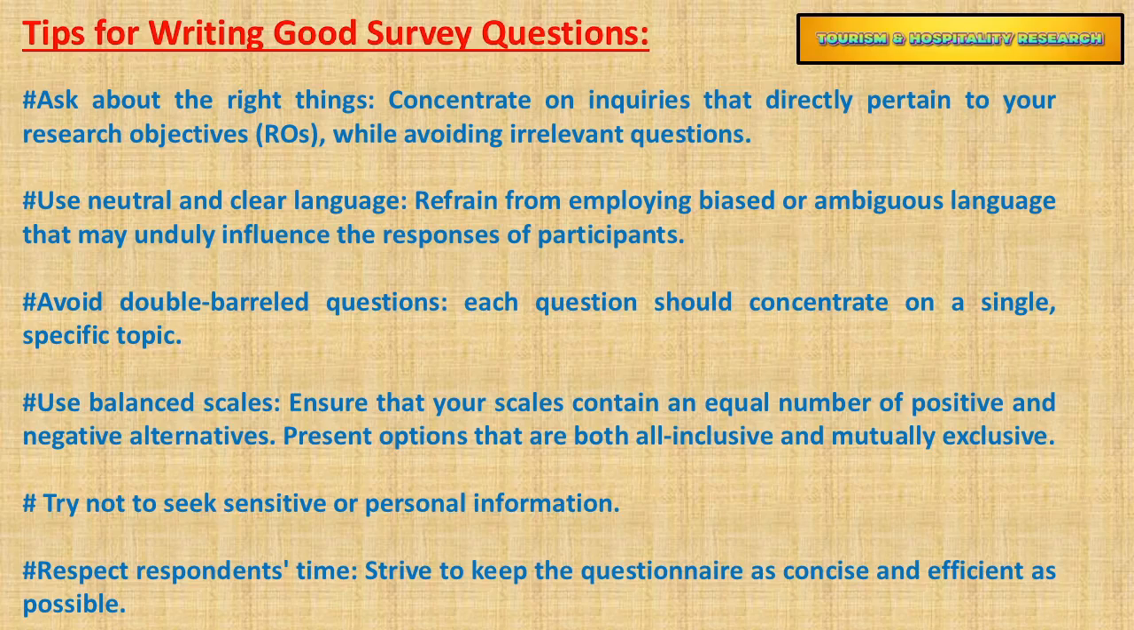Avoid double-barreled questions. Each question should concentrate on a single specific response or a single topic. Use balanced scales. Ensure that your scales contain an equal number of positive and negative alternatives, as I gave you an example of a Likert 5-point scale, where 1 stands for strongly disagree, 2 for disagree, 3 for neutral, 4 for agree, and 5 for strongly agree. Present these options which are both all inclusive and mutually exclusive from each other. Try not to seek personal or sensitive information. Respect respondents' time. Strive to keep the questionnaire as concise and as efficient as possible.